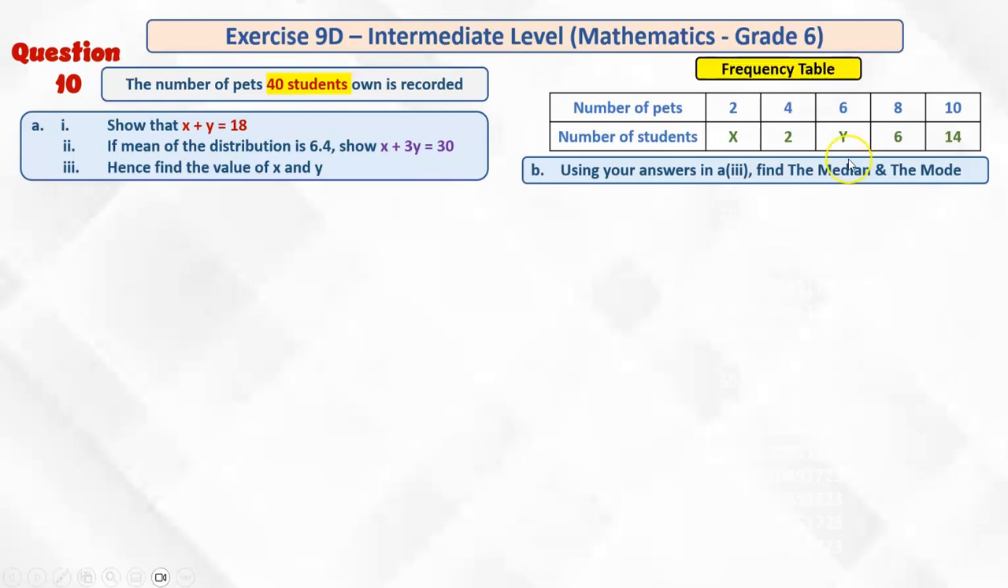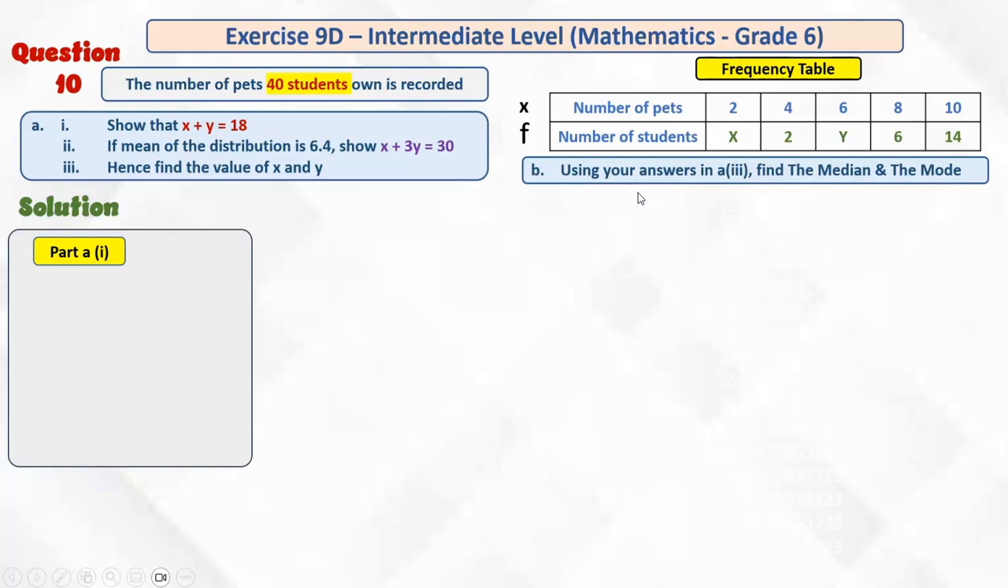Firstly, the most important thing is that we know this kind of table is known as a frequency table. In a frequency table, we have x, which is the number of pets, and the frequency is the number of students. So solving this question now becomes easier, and this is part A1.